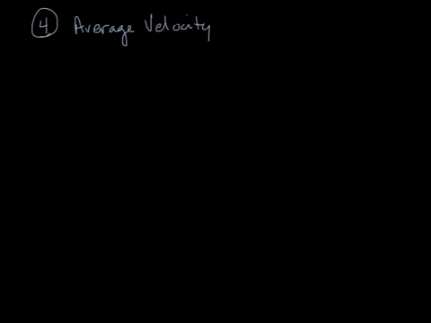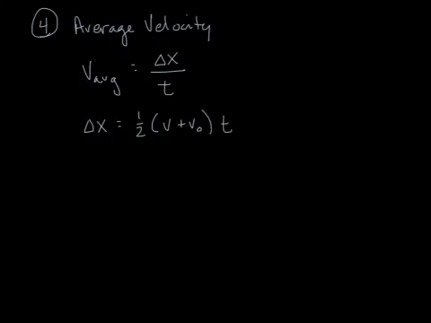Alright, we also have an equation for average velocity during constant acceleration. And we already know, and we've been talking about it since day one, that the average velocity of an object is always equal to the displacement divided by the time. But earlier, for our second equation, we also said that displacement is equal to 1/2 (v plus v naught) times t. And so if we take this value right here, we can plug it in for delta x.